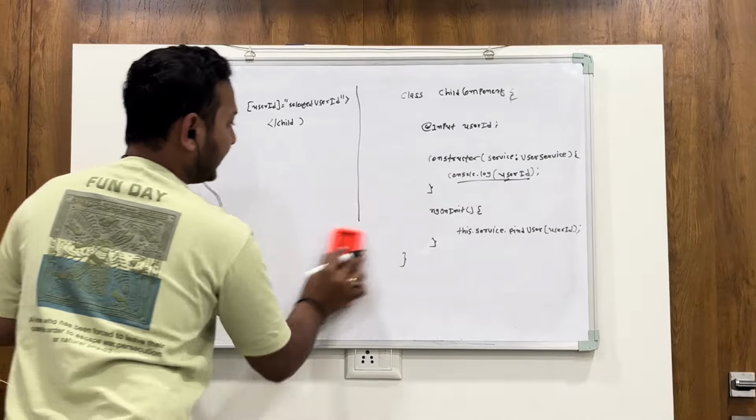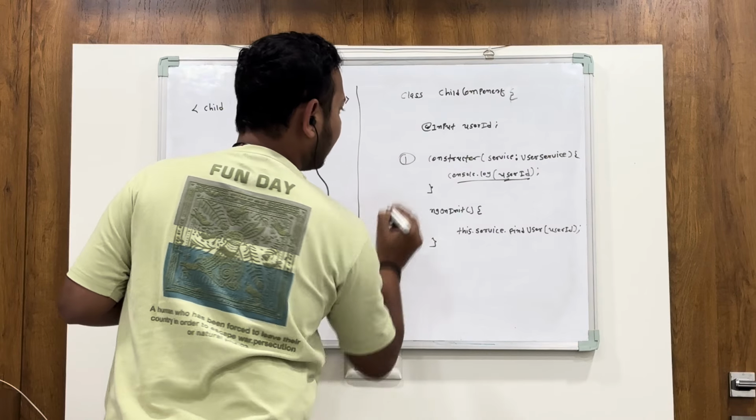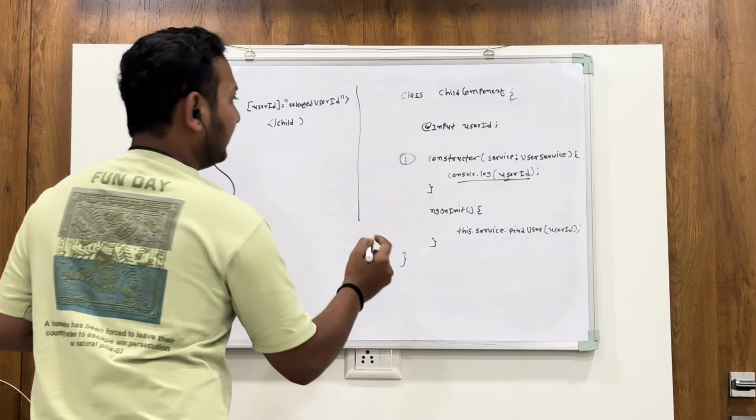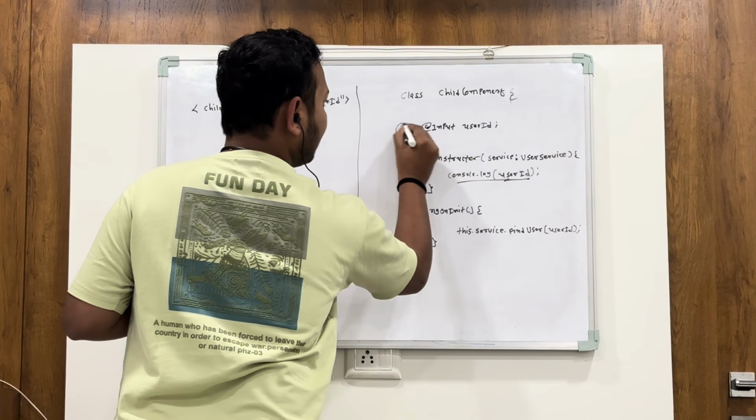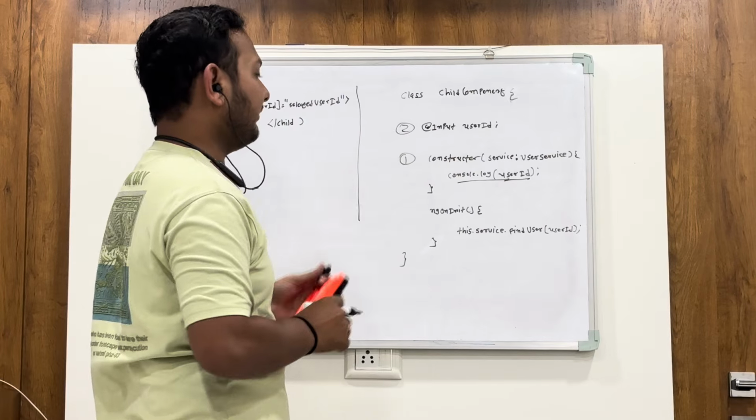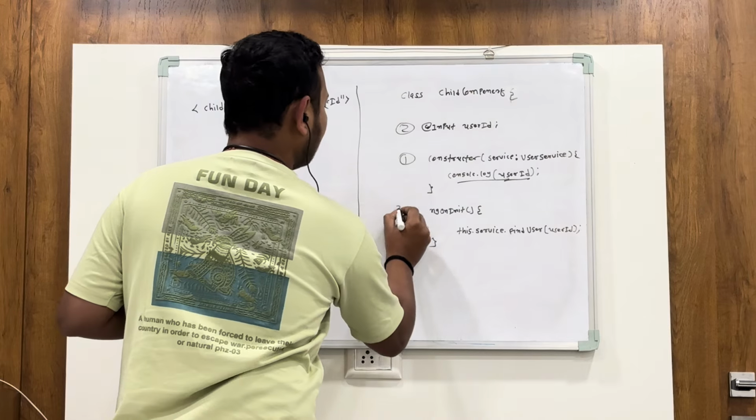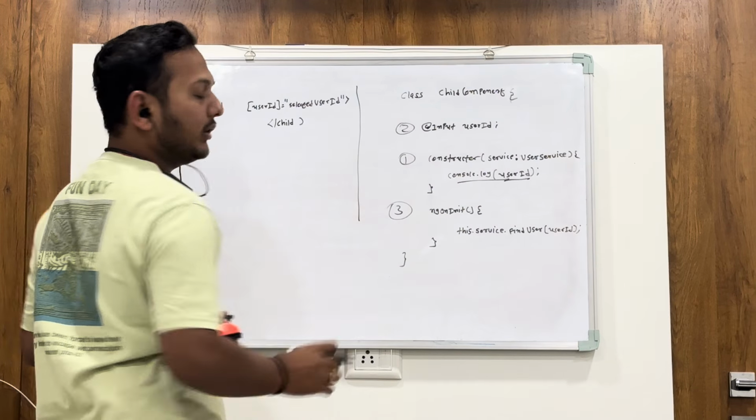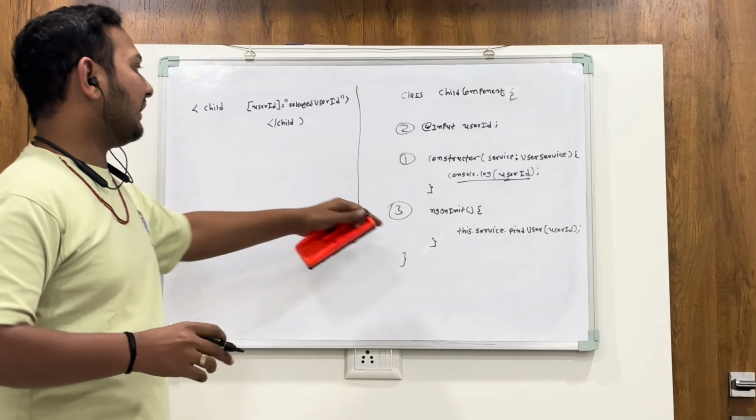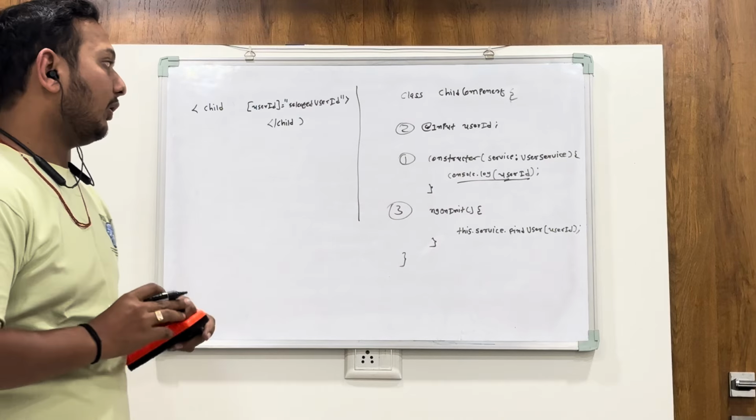Let me write it here directly. First the constructor will be executed, the second thing is this parameter will be set by Angular, and the third thing is the ngOnInit method. So at the last, the ngOnInit method will be called.